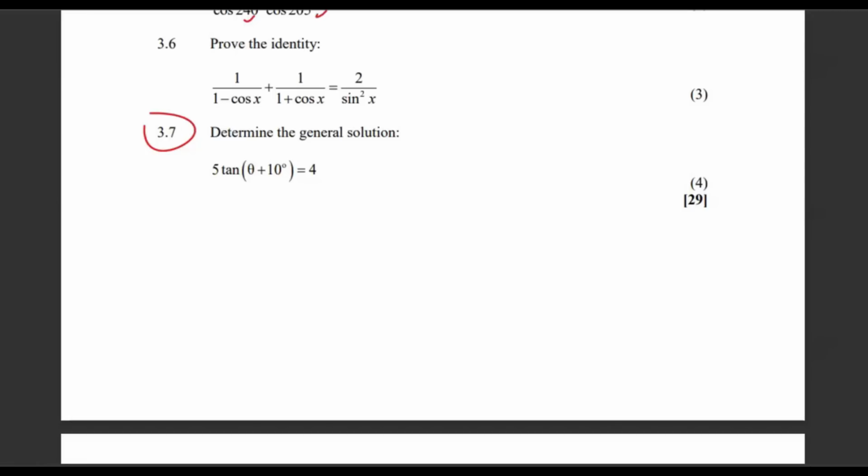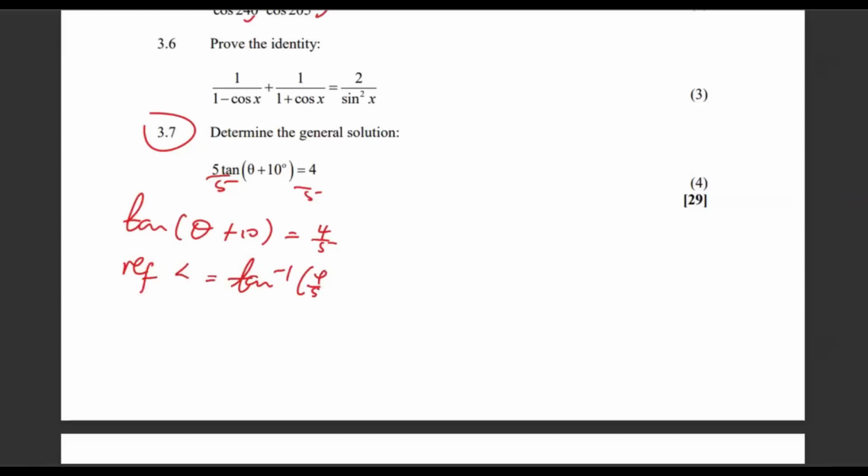So isolate the ratio. Make sure there's nothing around it. So you're going to divide both sides by 5, so that the tan of theta plus 10 should be equivalent to 4/5. Then we need to get what we call our reference angle using the arctan of 4/5. Okay, so shift tan of 4/5 is giving me some funny answer, which is 38.66.